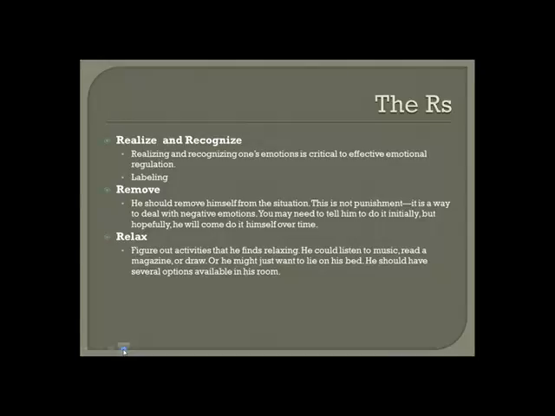Figure out activities that he or she finds relaxing. What allows the child to relax? So reading a magazine, listening to music, whatever he likes to do and finds relaxing. And he should have these options available in his room, particularly if you're going to ask him to go to his room in order to relax.